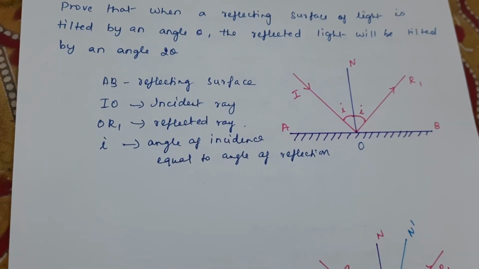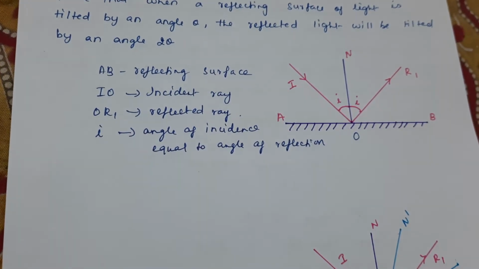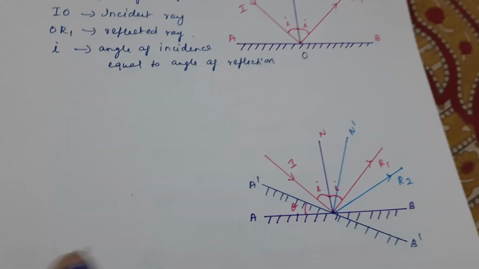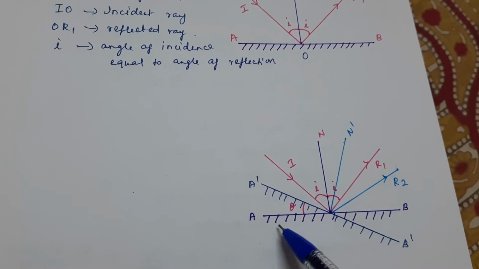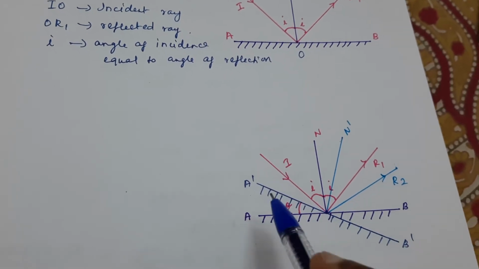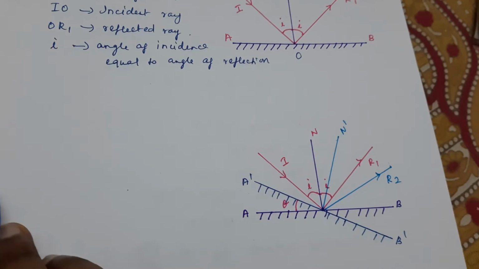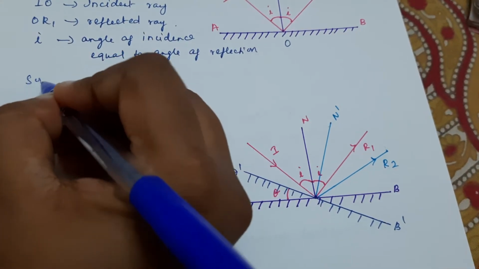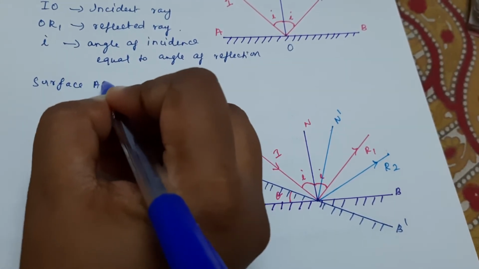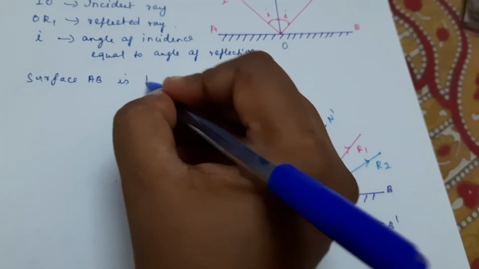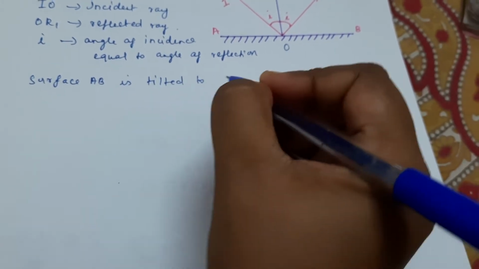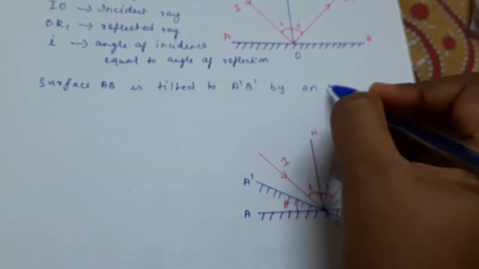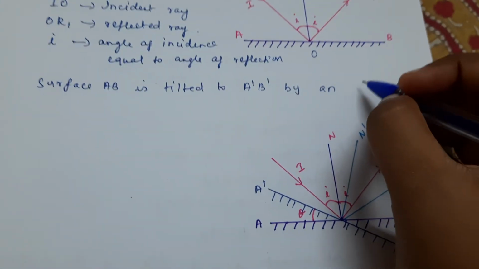Okay. Now, the reflecting surface is tilted by an angle theta. Now, I can go for the next diagram here. Now, the initial position of the reflecting surface is AB. Now, your new position is A dash B dash. New position is what? A dash B dash. So, we can write surface AB is tilted to A dash B dash by an angle theta.